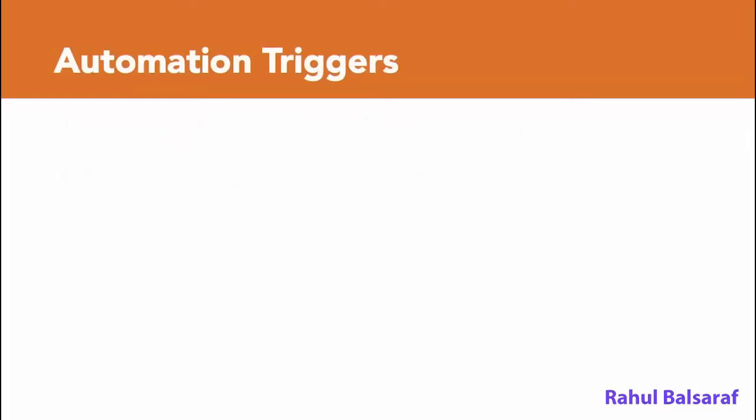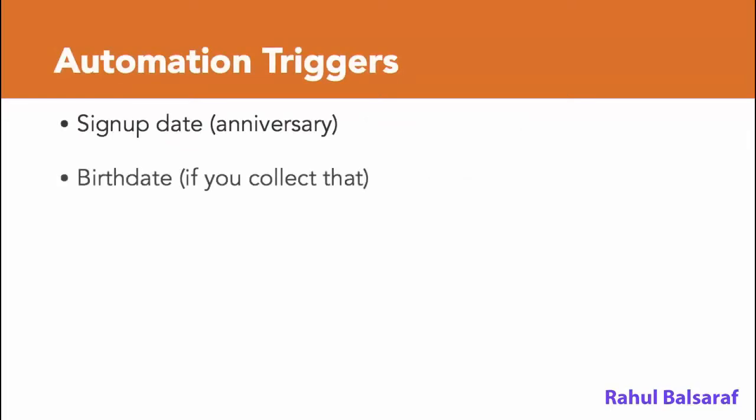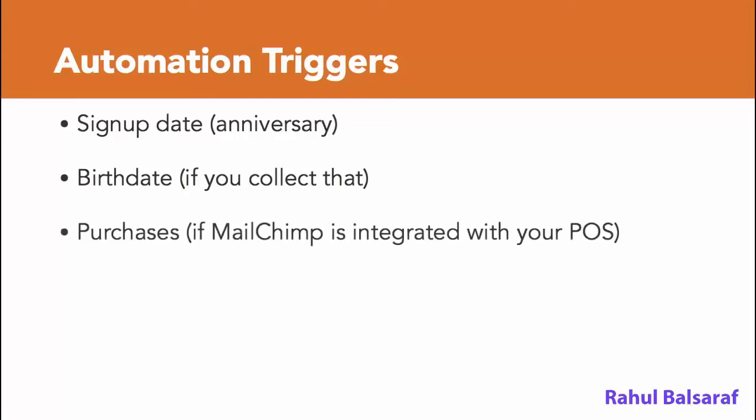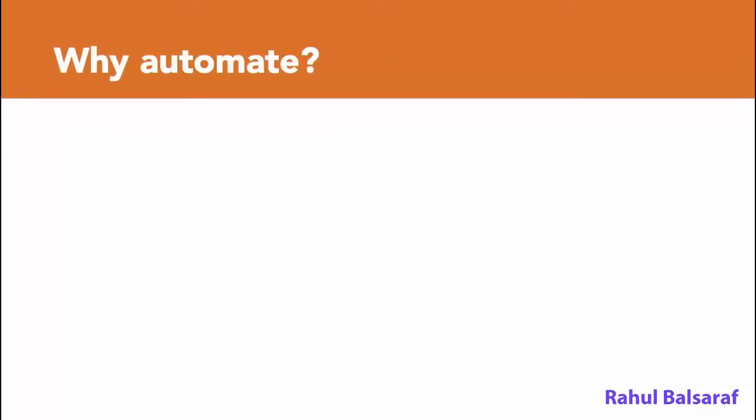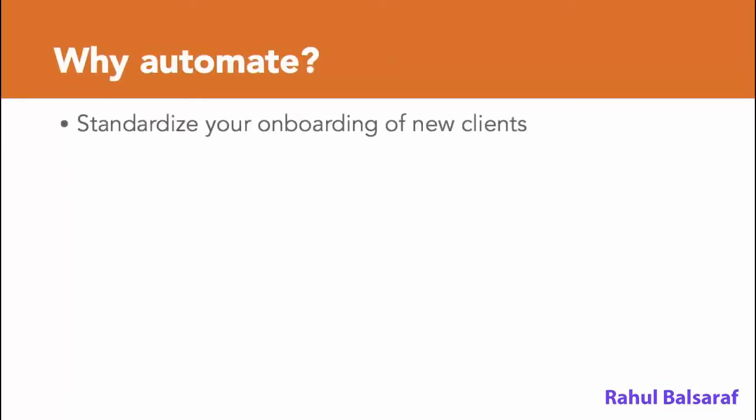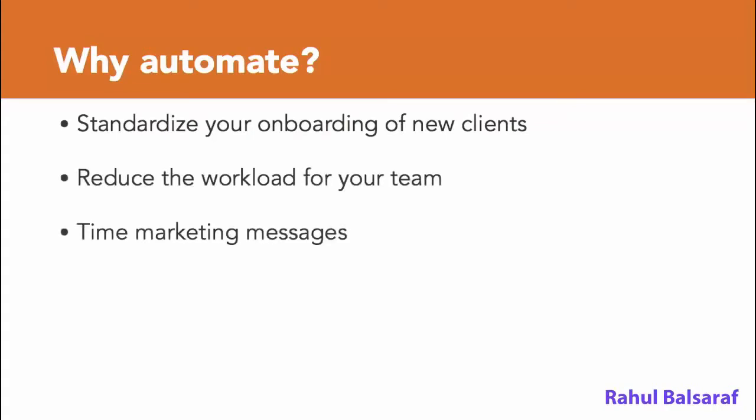All kinds of events can trigger an autoresponder to send an email to a subscriber. An autoresponder can be triggered based on events or list data, depending on what you gather, and whether Mailchimp is integrated with your website or point-of-sale system. Some of the best reasons to automate your messages are standard onboarding of new clients, reducing your team workload, or even delivering well-timed marketing messages.